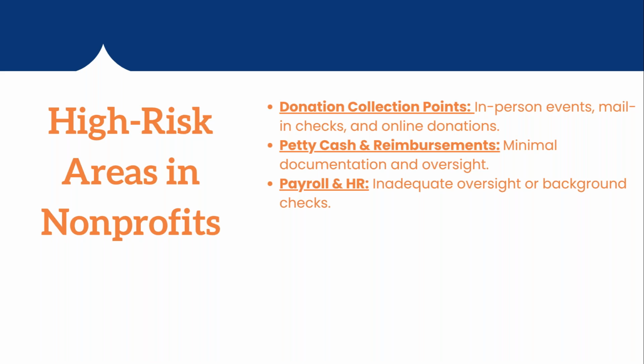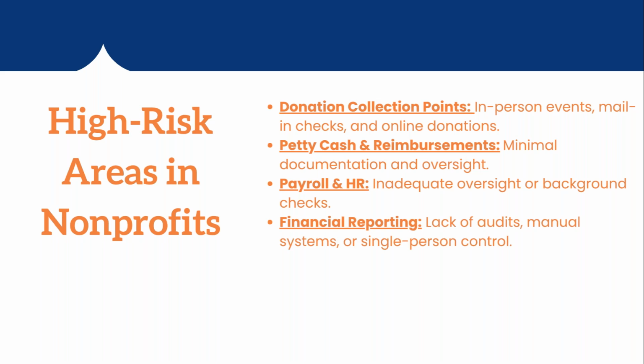Payroll is another inadequate oversight area. What are the background checks in place? Does someone that you hired have a history of criminal theft? Things like this need to be put into place so that you can check on it. And then financial reporting. Lack of audits is probably the number one reason a lot of this stuff slips through the cracks. An audit must be in place, either by a manual system or a single person control. There should be somebody there to check what's going on.